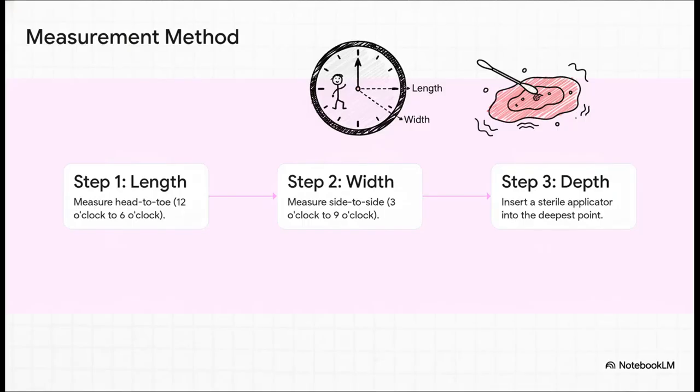Now, for measuring the size, we need a system, right? A standardized approach so that my measurement today is going to be perfectly comparable to your measurement next week. And the clock face method is the gold standard. Just imagine the patient's head is at 12 o'clock and their feet are at 6. Length is always measured from 12 to 6. Width is from 3 to 9. And for depth, you just gently insert a sterile applicator into the deepest part. It's simple, it's repeatable, and it's accurate.